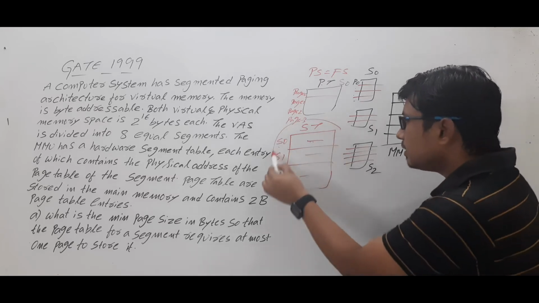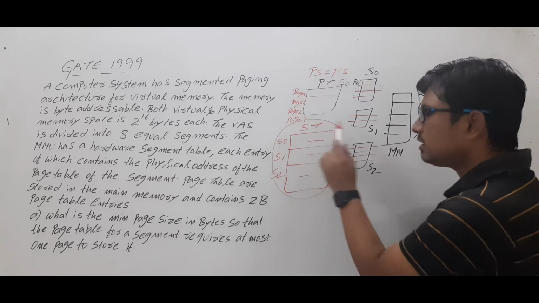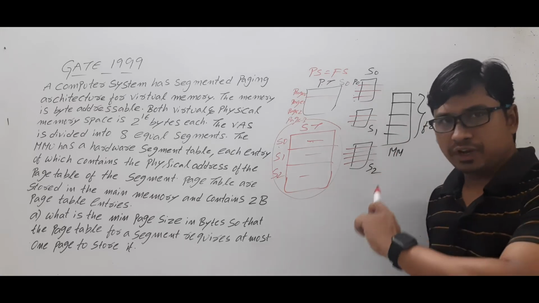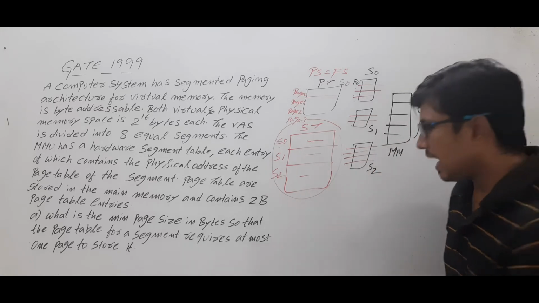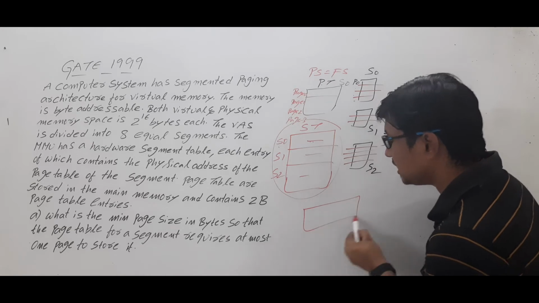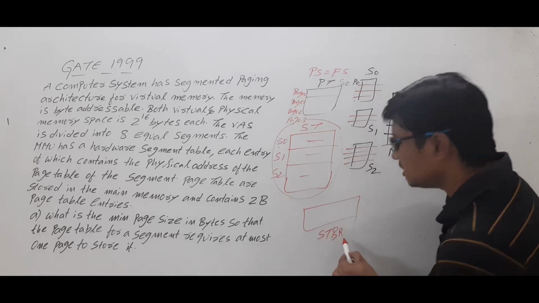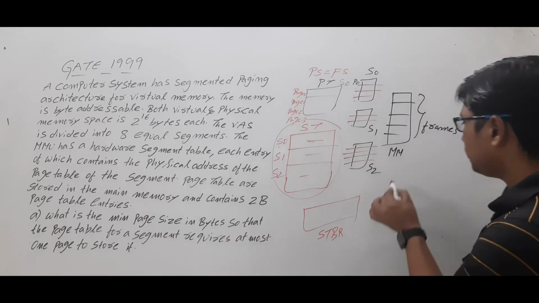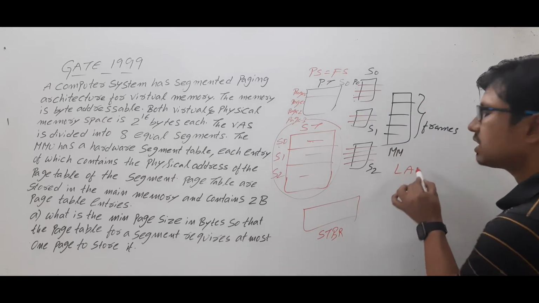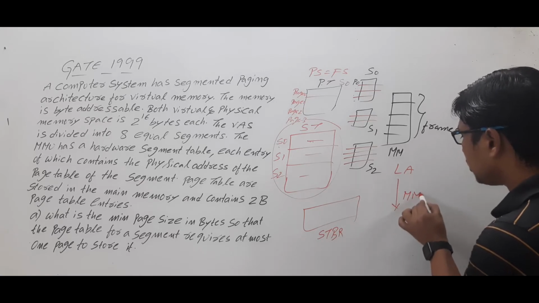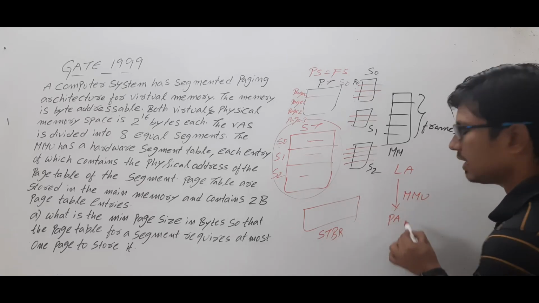Now, usually the segment table will also be loaded in one of the frames of the main memory, and that address will be stored in a register called the segment table base register. Is it clear? So the CPU will generate the logical address. The memory management unit will convert the logical address to the physical address.